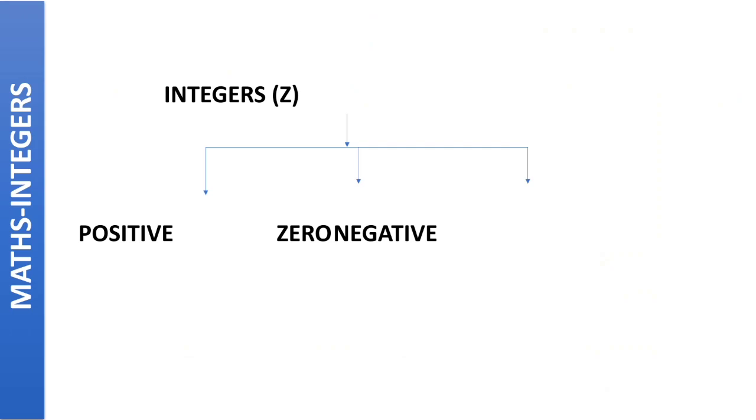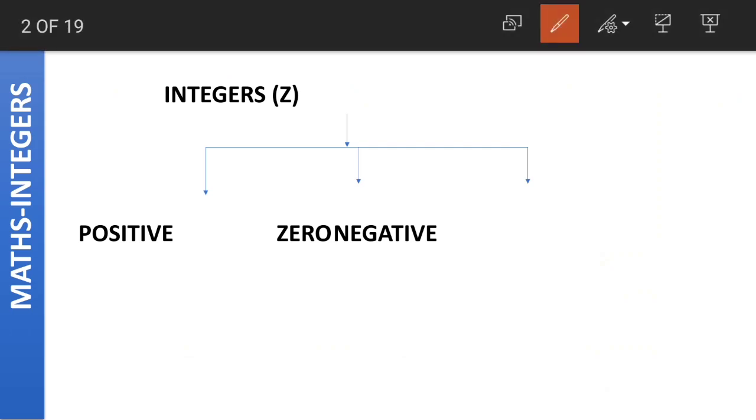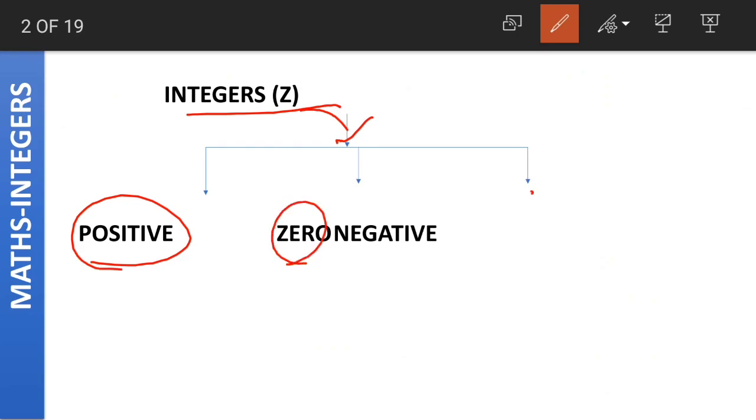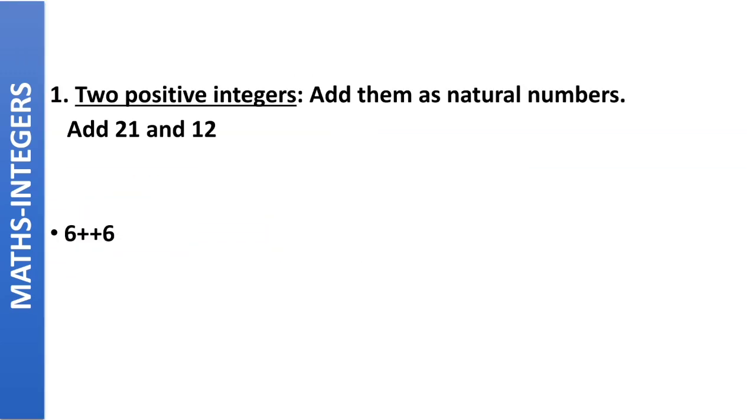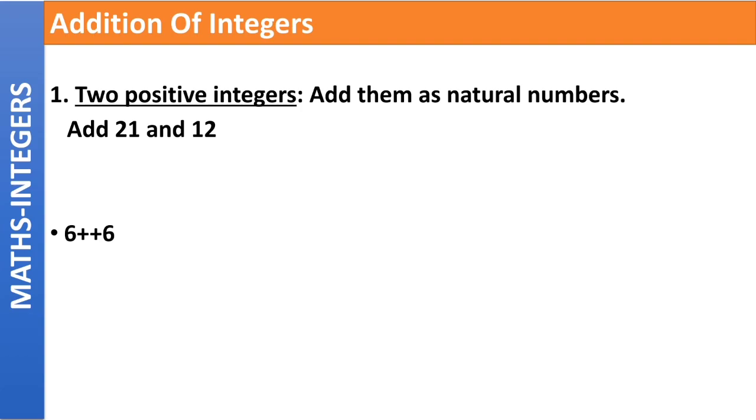Hope you remembered what we've learnt about integers in the previous class. Integers have positive numbers, zero and then also have negative numbers. Positive numbers, zero and negative numbers together form the integers, right? In today's class, we'll discuss in detail about addition, subtraction, multiplication and division of integers. Okay class, addition, subtraction, multiplication and division of integers.